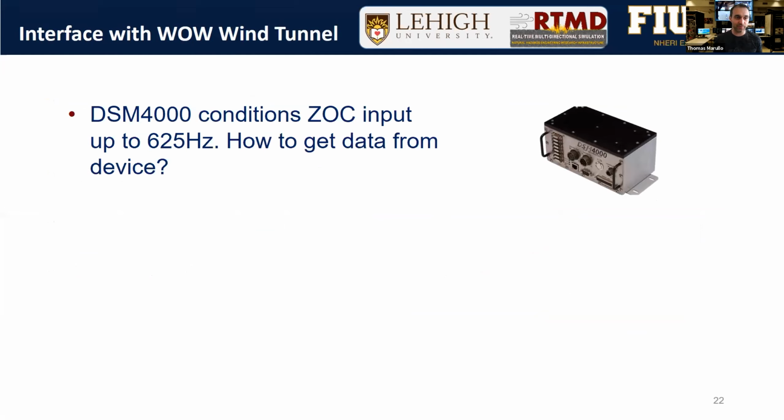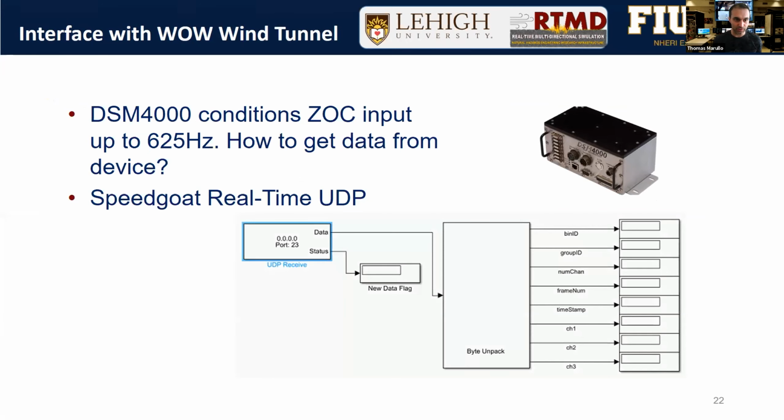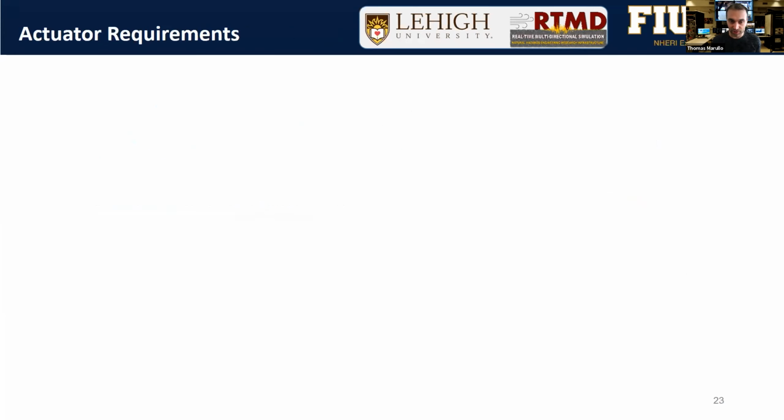So next. The DSM 4000: the first challenge we had was to figure out how to do something different than what the Wall of Wind at FIU was familiar with. So what did we do? How did we get the data from that? We use the SpeedGoat and its real-time Ethernet capabilities. The DSM 4000 is an Ethernet capable device, and we're able to connect to it in real time and capture at 625 hertz as many data channels as we need.